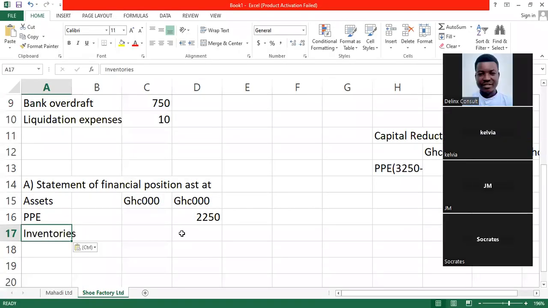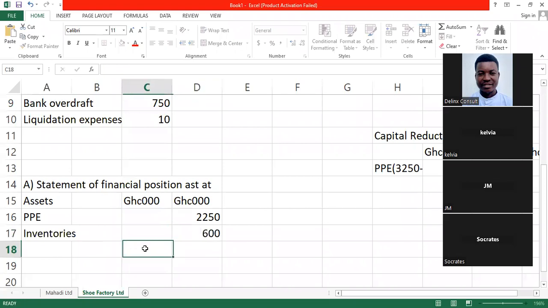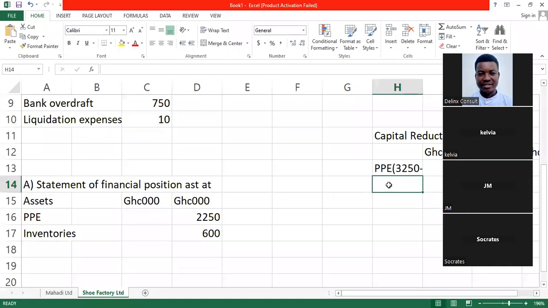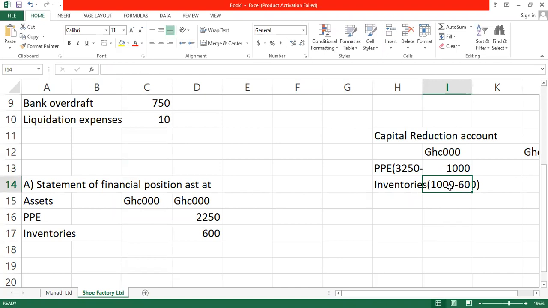Inventory will now be 600,000. So what was the original value? The original was 1 million. So is that a gain or loss? A loss. A loss of how much? 400,000. So that will be 1,000 minus 600, isn't it? And that will give us a loss of 400. Okay. The next one is what?